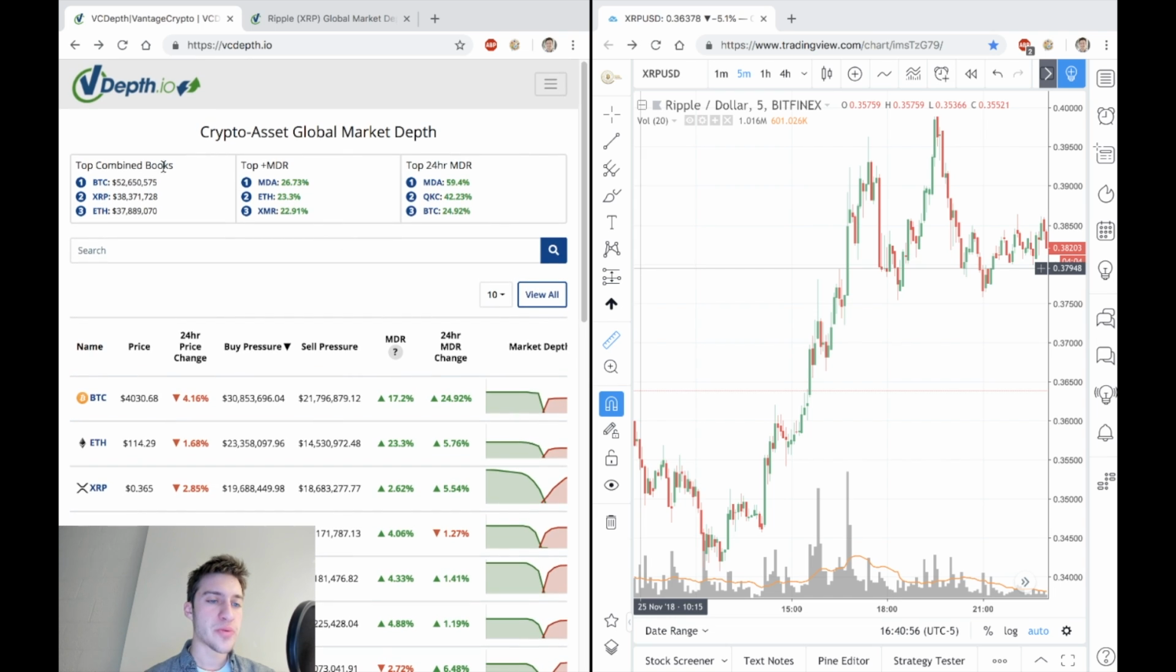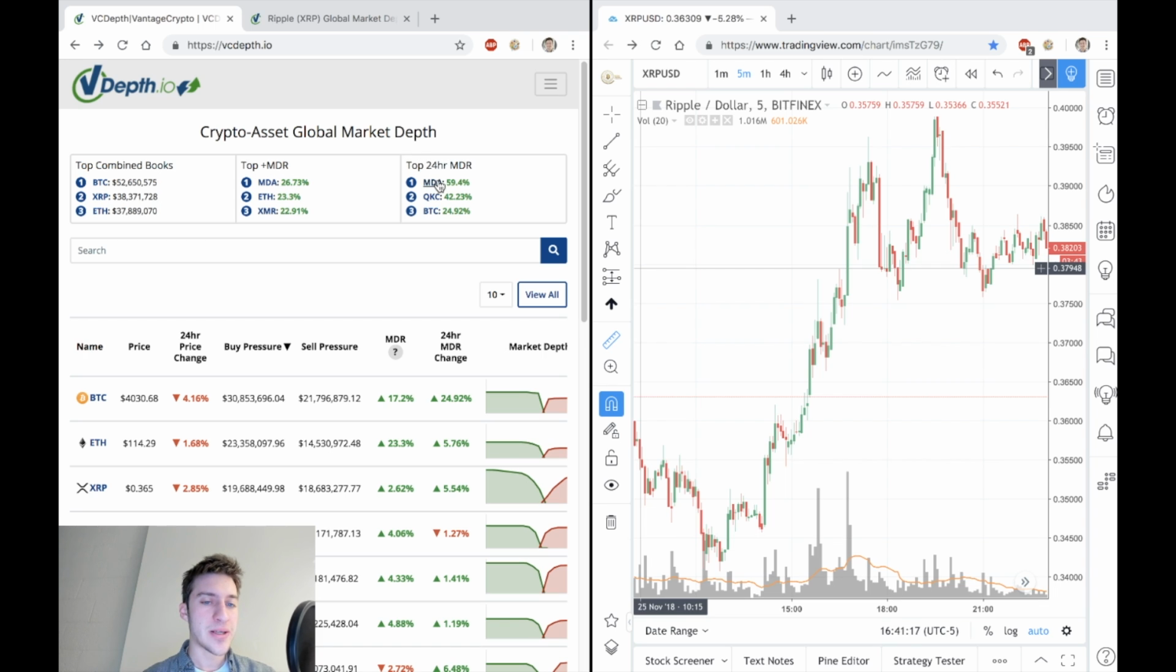So with these three tabs, this is going to probably stay the same. This is the top plus MDR. So what coins have the largest spread of MDR? MDA, ETH, and XMR have a lot more buyers right now, people trying to buy, than people trying to sell. But the more interesting thing that I'm interested in here is top 24-hour MDR.